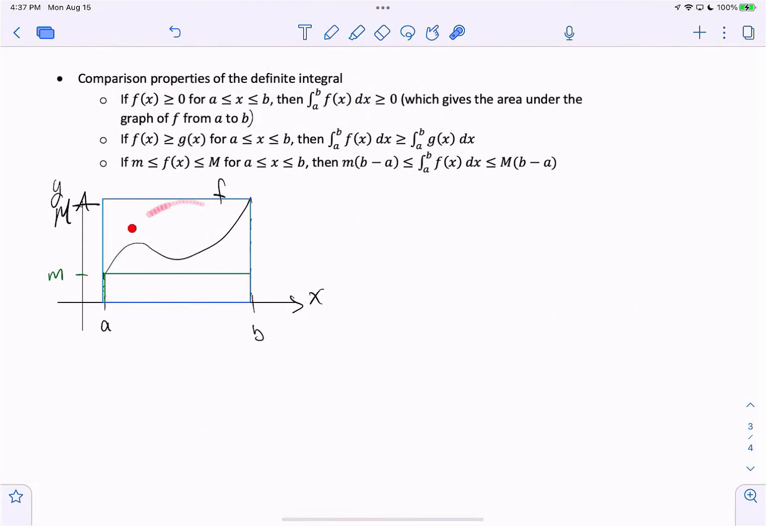This picture should make it pretty clear. And if that wasn't clear, this should do it for you. The black area is between the size of the green area and the size of the blue area.